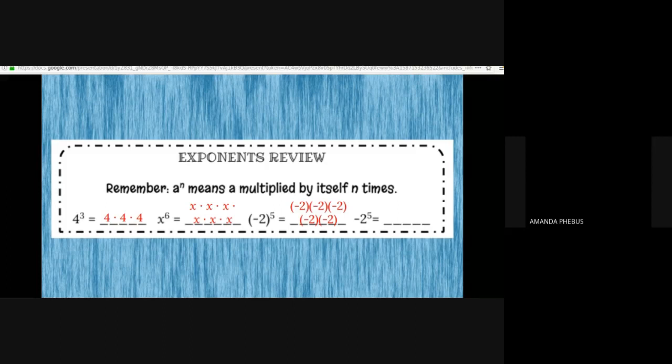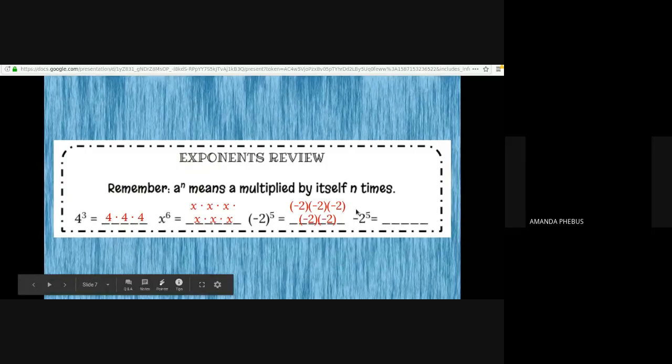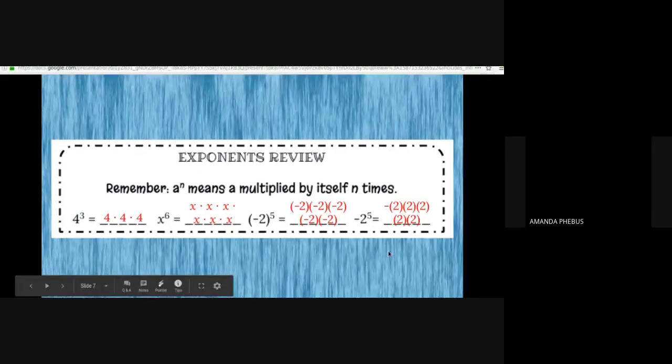Now, the negative 2 in parentheses being raised to the 5th power is different than negative 2 with no parentheses being raised to the 5th power. The only piece that's being raised to the 5th power in this last portion is the 2. The negative is not included. In the previous example, we had negative 2 in the parentheses, so we were including that negative when we were doing our exponent. For the last example, we only have 5 2s being multiplied together, and that negative just happens to be in front of it. So you only use the exponent on the piece that it's on.